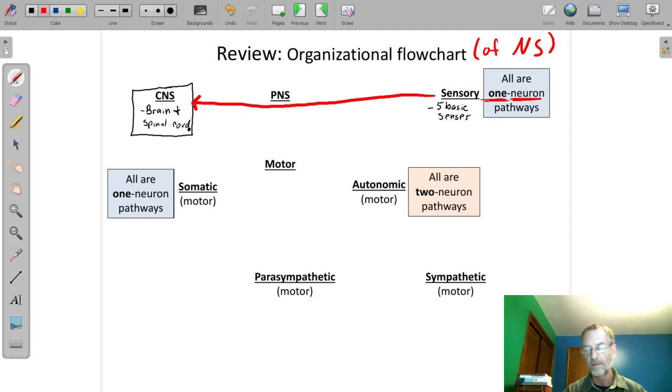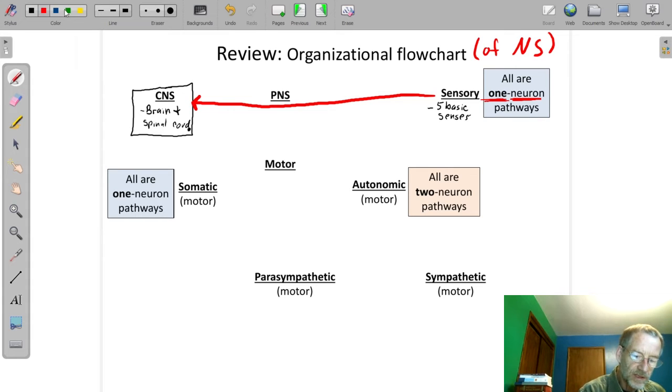It takes one neuron from the taste buds of your tongue into the brainstem, spinal cord, or somewhere in the CNS. There's one sensory neuron. When you step on a tack with a bare foot or those goat head thorns, there's one sensory neuron that runs from your foot up to your spinal cord. So all sensory neurons are a single neuron in that pathway.